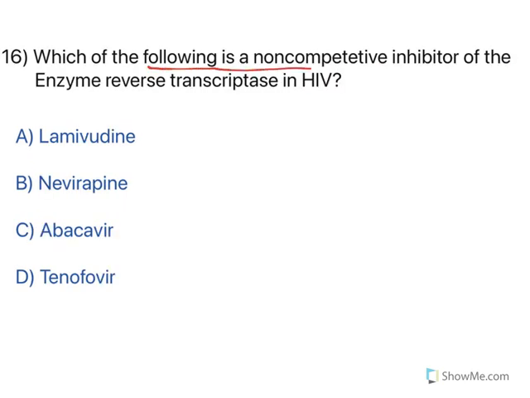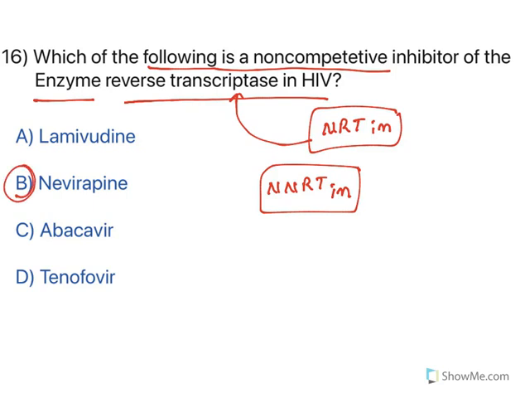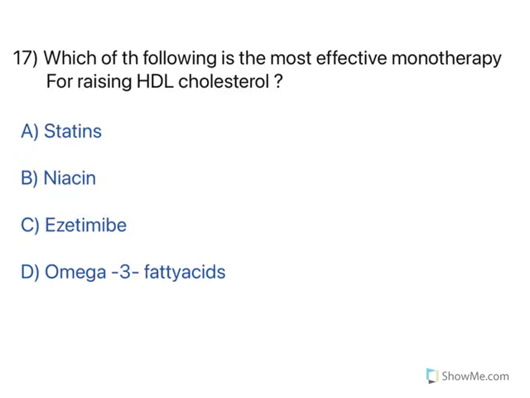Now, which of the following is a non-competitive inhibitor of the enzyme reverse transcriptase? See, nucleoside reverse transcriptase inhibitors will inhibit the reverse transcriptase enzyme competitively, whereas non-nucleoside reverse transcriptase inhibitors will not inhibit competitively. And the example is nevirapine. Lamivudine, abacavir, tenofovir, all of them are structural analogs of nucleotides. So they imitate the structure and competitively inhibit the reverse transcriptase enzyme. Nevirapine is not like that. So the option is nevirapine.